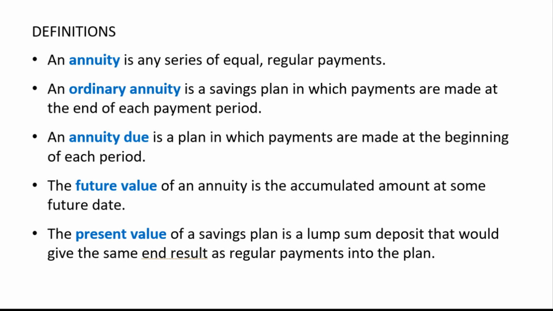Summary of definitions. An annuity is any series of equal regular payments. An ordinary annuity is a savings plan in which payments are made at the end of each payment period. An annuity due is a plan in which payments are made at the beginning of each period. The future value of an annuity is the accumulated amount at some future date. The present value of a savings plan or an annuity is a lump sum deposit that will give the same end result as a regular payment into a plan.